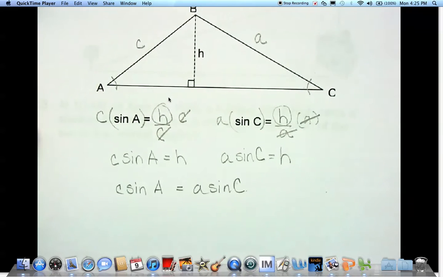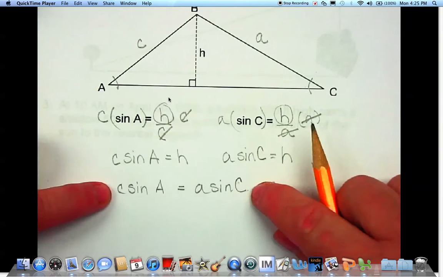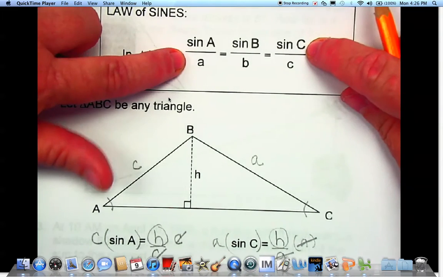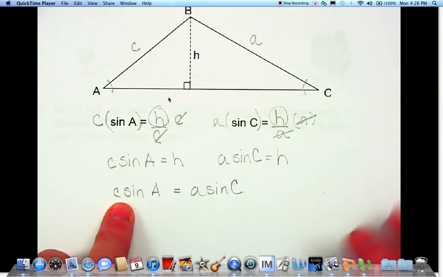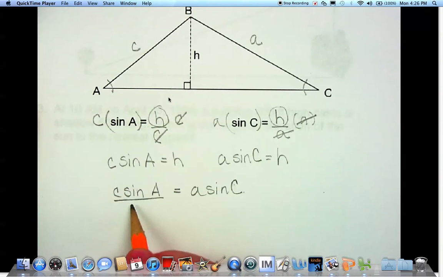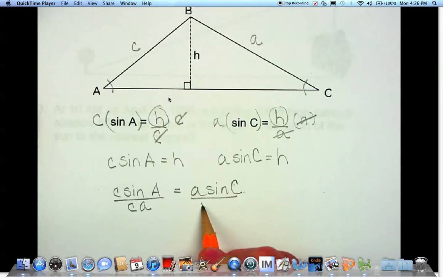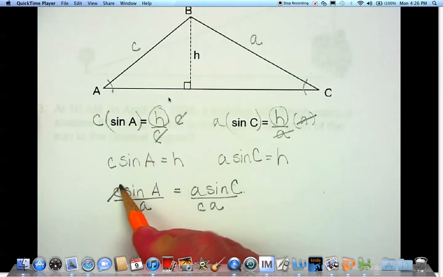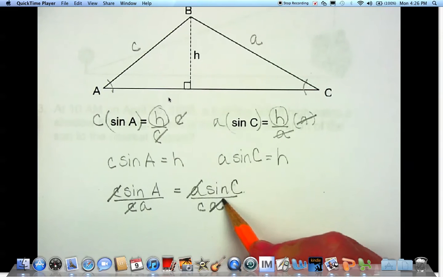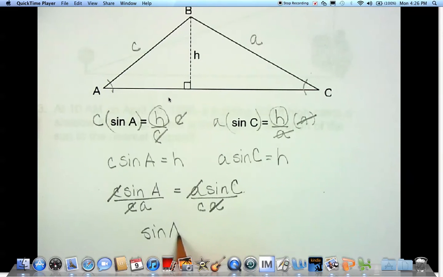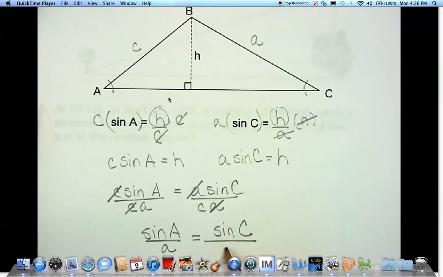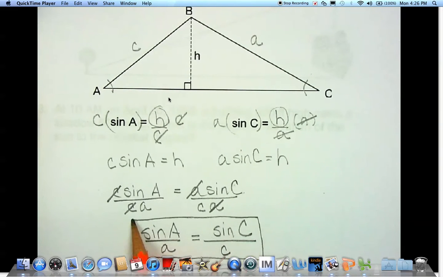Now we want this to look like this up here: sine of A over a equals sine of C over c. So we need to get rid of the c and we need to get rid of this a. Let's divide by c and a on both sides. These c's cancel, these a's cancel, and we end up with sine of A over side a equals sine of angle C over side c. And we just proved that the law of sines is true. This is probably how it was discovered.